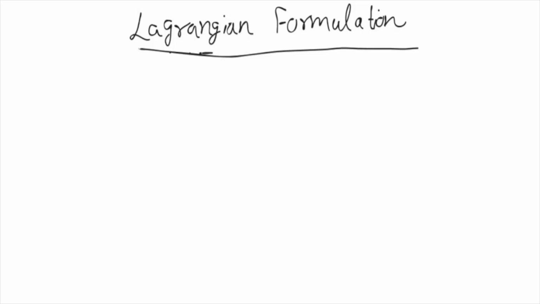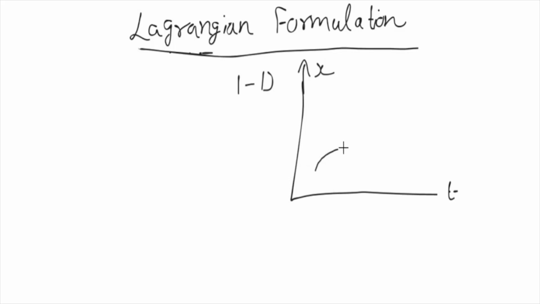Let's think about a mechanics problem, and the simplest problem is one-dimensional motion of a particle in a line. We are taking the x-t plane here, where t is the independent variable and x is the dependent variable. So the trajectory of a particle is going to be a curve just like this. This is a standard problem of mechanics.